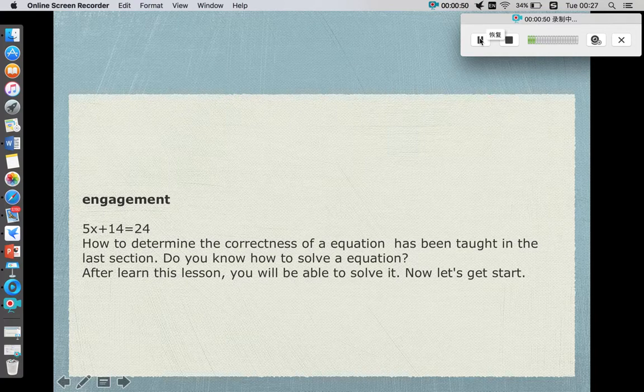Please look at this question. How to determine the correctness of an equation has been taught in the last section. So do you know how to solve an equation? After this lesson, you will be able to solve it. Now let's get started.